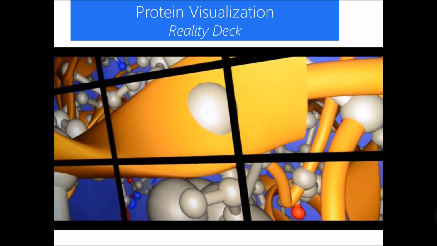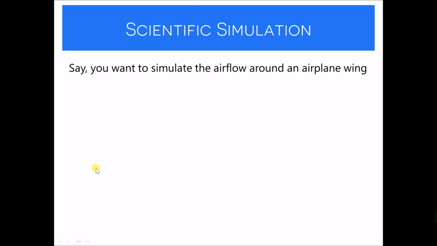Then it's continuous and there's no options at all, right? So let's go a little bit into scientific simulation, like how do people model these kinds of things in a visualization, also in a representation. So let's talk about airflow around an airplane wing.